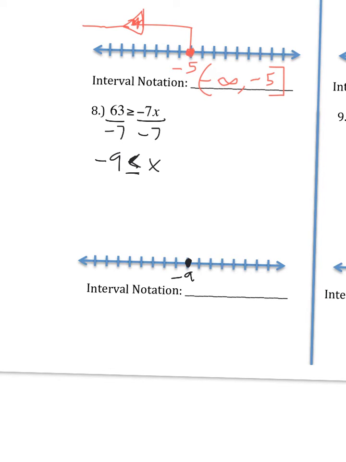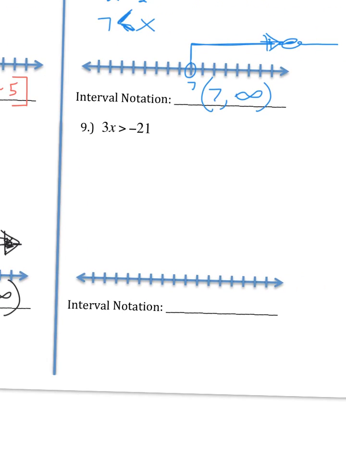My number needs to be bigger than -9, so I want the numbers that are bigger. Interval notation, -9 all the way to infinity. It's a filled in circle, so that's box. Infinity always has a parenthesis.